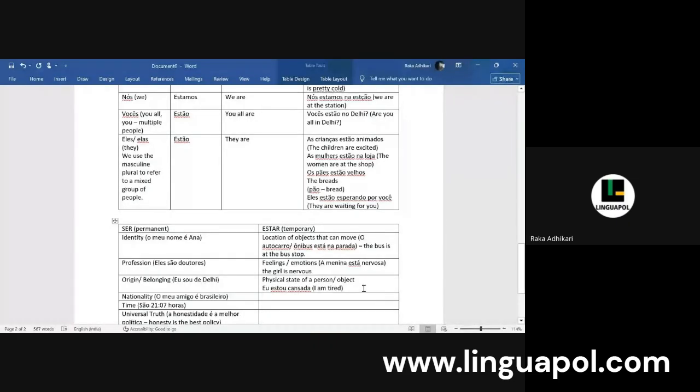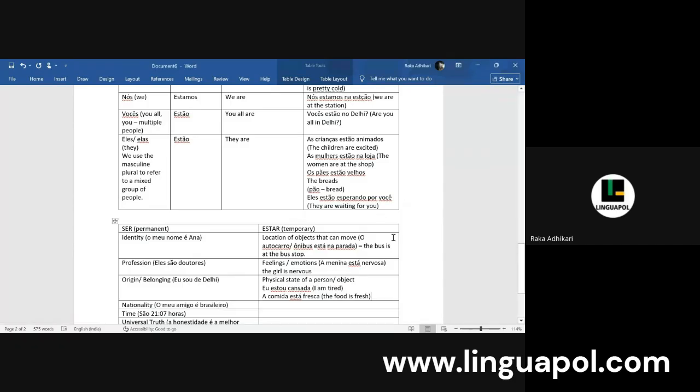Similarly, physical state of object also. A comida está fresca. The food is fresh. It can go stale in some time, but right now it is fresh. So the state can change, but right now it is fresh. Okay. So for these kind of situations, we will use the estar verb.